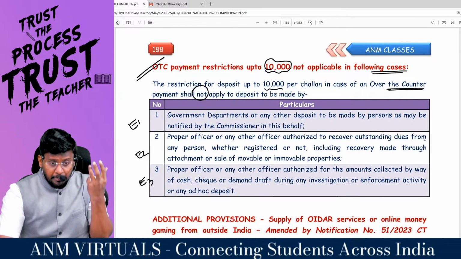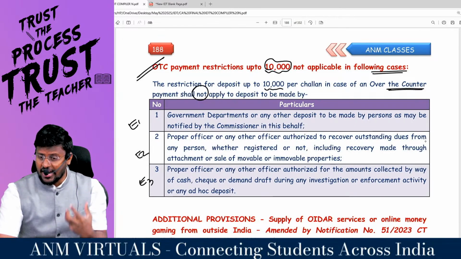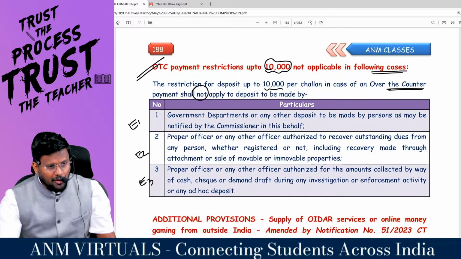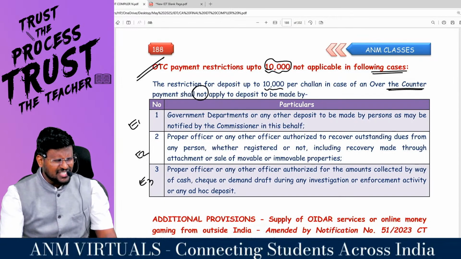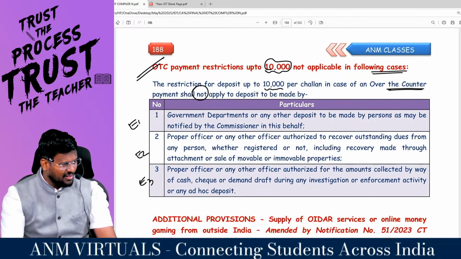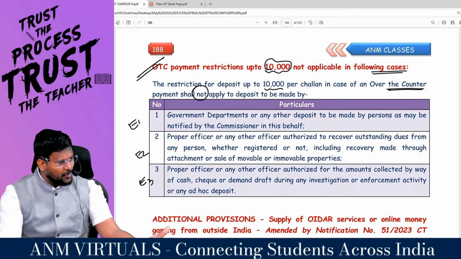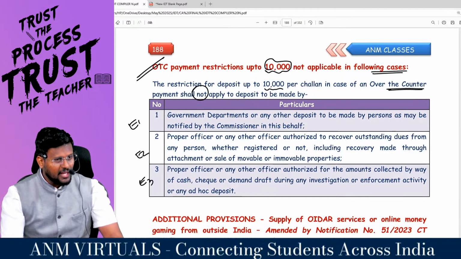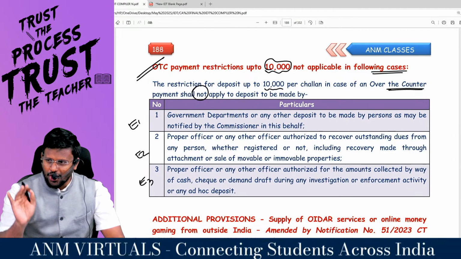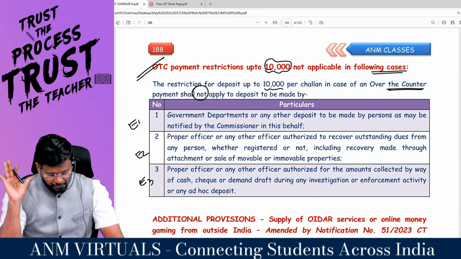The person who is making the deposit in the electronic cash ledger is what department? Government department. For them, this 10,000 limit will not apply. This is for other people other than government. If the person who is depositing the money into the electronic cash ledger is a government department, then my dear lovable students, this restriction of 10,000 will not apply.